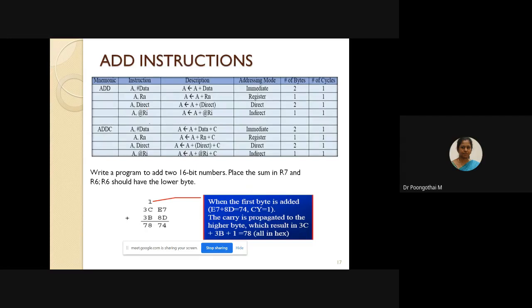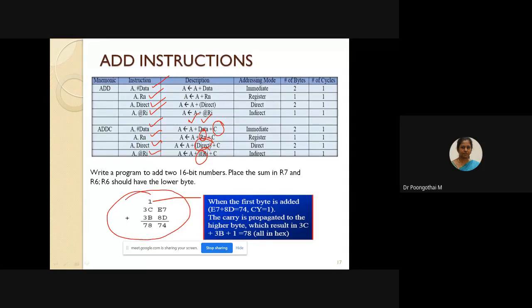So next one is add with carry, similar to your add instruction, but the only difference is if the carry flag is set, that value is added with your accumulator and data or register, direct address or data pointer. Add instructions add the content of accumulator with the content of any register, any internal memory or data, and store the sum in accumulator. So the destination is always the accumulator, and your source operand can be immediate data, register, direct address or indirect address. So this is the example for add instruction.